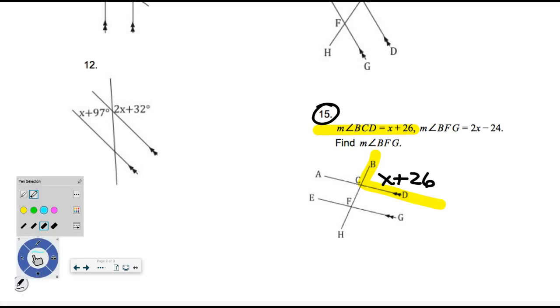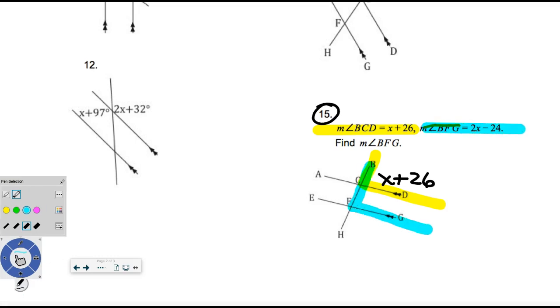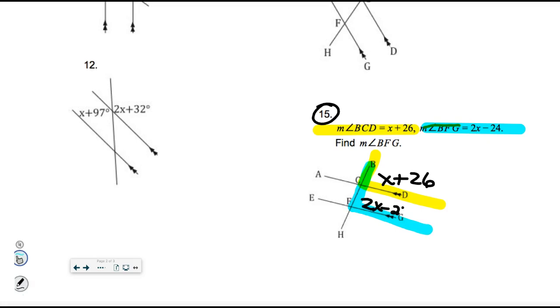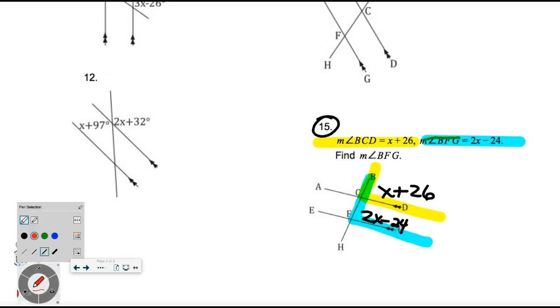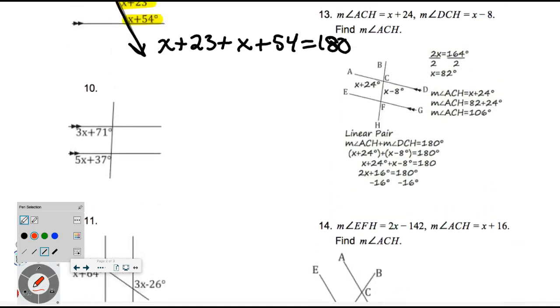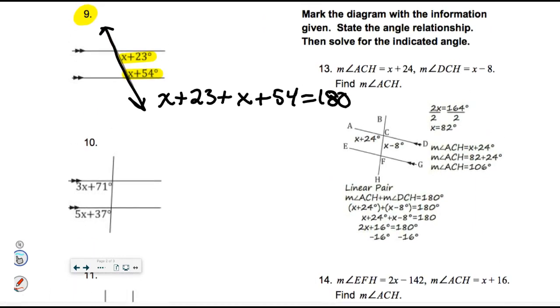Then I'll go travel from B to F, B to F to G. So I'm going to go B, F, G. So you can see where that vertex is. It's right in here. And that's a 2x minus 24. Next thing you have to do is decide, are they equal or do they add up to 180? On this one, I don't think it said you have to classify them. Oh, it does say. Mark and state the angle relationship.